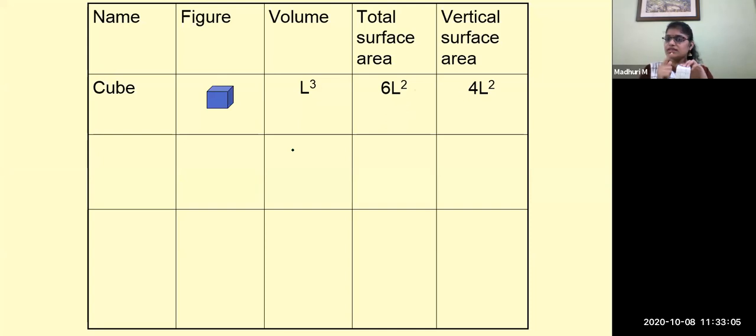And when we say total surface area, how many faces are there? Total faces, those are 6 faces. That's why we get the formula 6L squared.